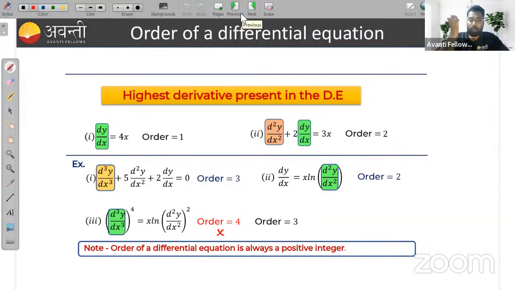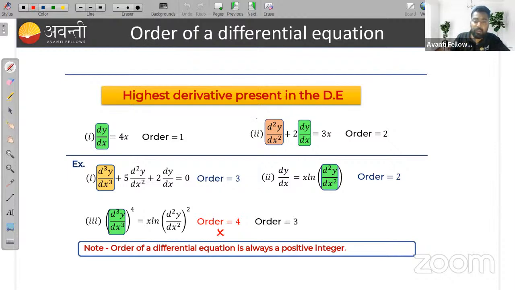Now we'll learn how to find the order of a differential equation. Order means the highest derivative present in the differential equation. Suppose we take a small example, dy by dx is equal to 4x. What is the order of this differential equation? That is 1, because we have differentiated y only once with respect to x. How many times you are differentiating, that is the order of the differential equation.